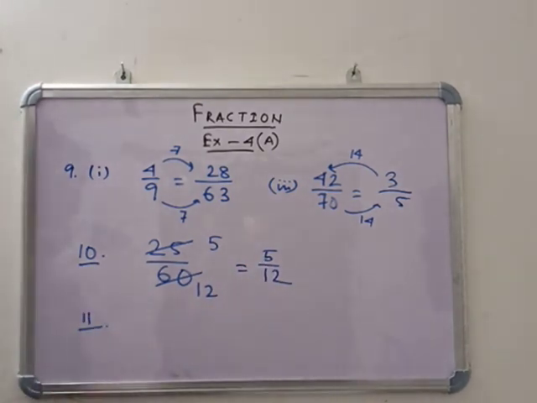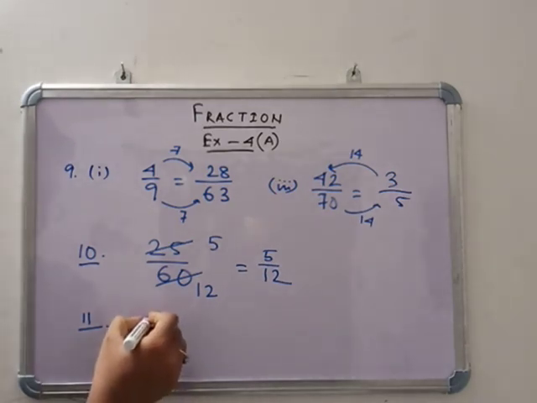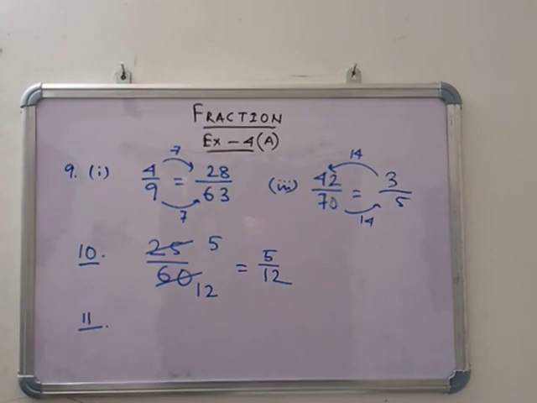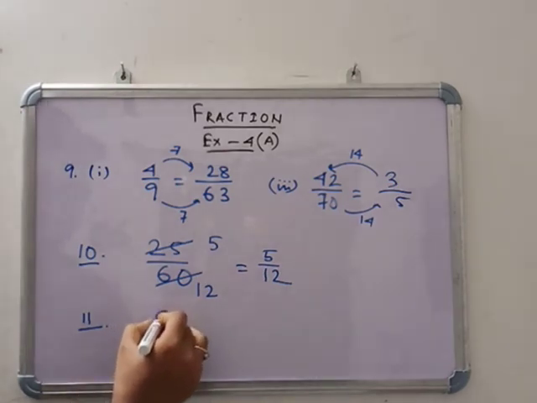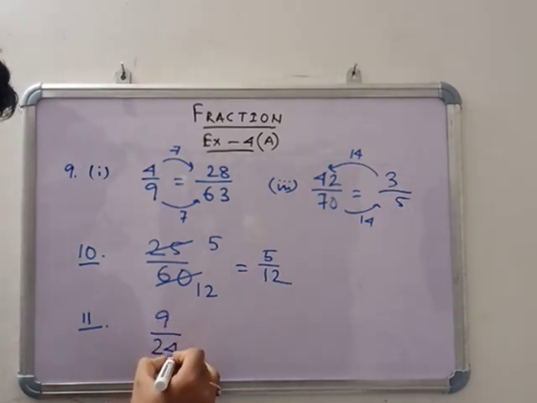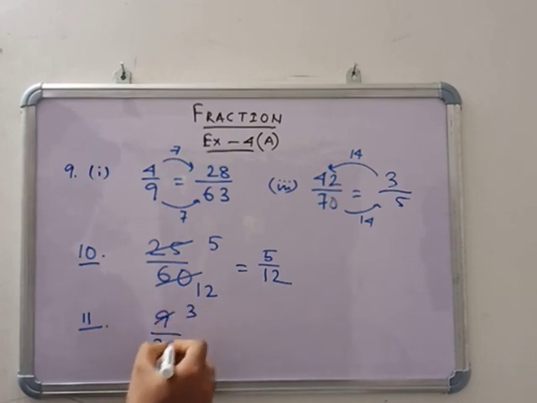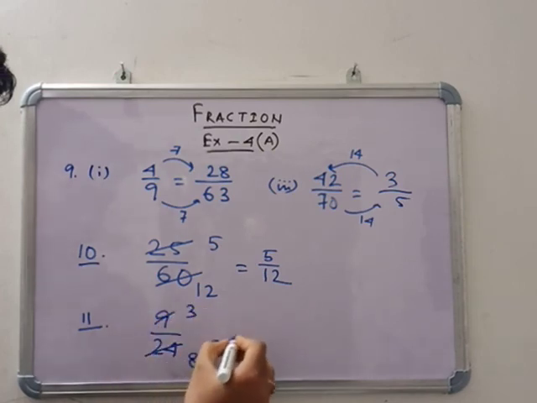Now last one. What fraction of a day is 9 hours? So how many hours in a day? 24. That means 9 by 24. If you cut it, then this is 3 and this is 8. So 3 by 8.